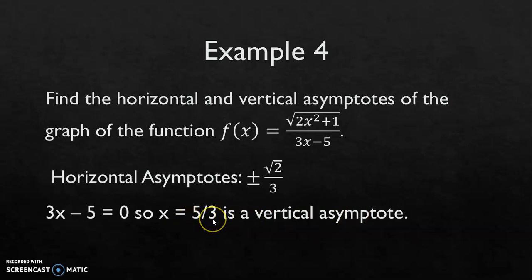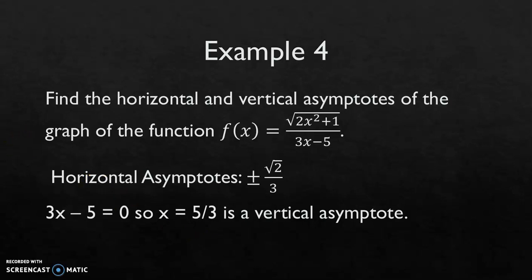Now, if they had asked you to find the limits as it approaches this vertical asymptote, we would need to investigate those separately. Okay, so we weren't asked to investigate that, so I'm not going to. But you would need to do the limit as x approaches 5/3 from the negative side and the limit as x approaches 5/3 from the positive side. Okay, so you would need to investigate that separately.